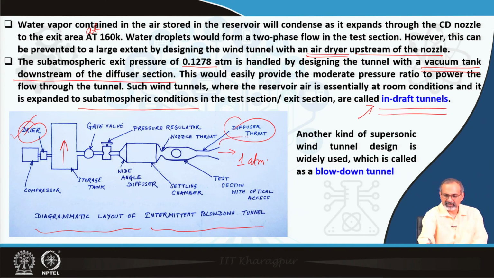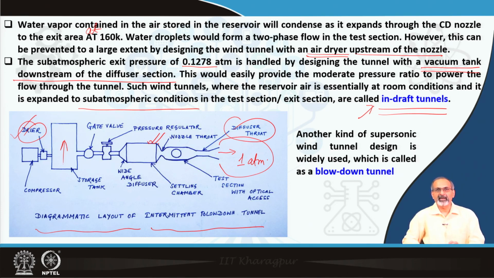So, if you imagine that there was some kind of a vacuum tank here, which is maintained at subatmospheric pressure by running vacuum pumps, then you may leave the inlet of this tunnel open to atmosphere, and then it will suck air from the surrounding atmosphere and expand it to subatmospheric conditions, creating a supersonic flow as it moves through the test section.